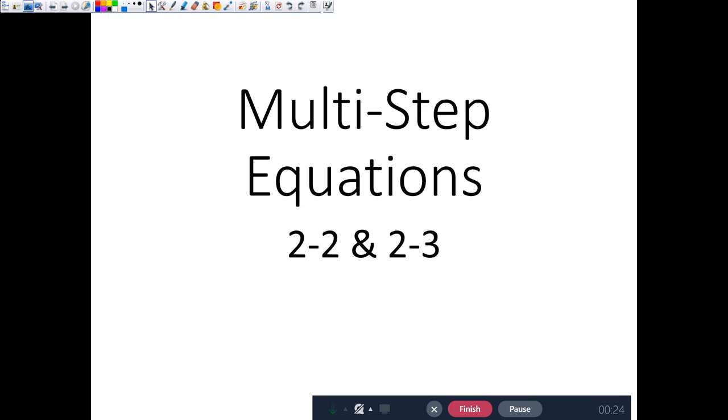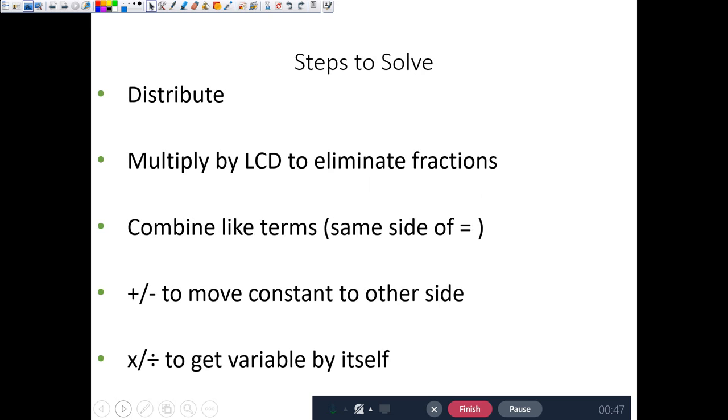So you guys have solved equations beforehand, and you probably even solved some multi-step equations, but these ones will have things like fractions in them, we'll have to distribute, combine like terms, things that we've already worked on, but we're going to now combine them all together to solve equations. So these steps are very important for you to follow, okay? And you want to follow them in order, okay?